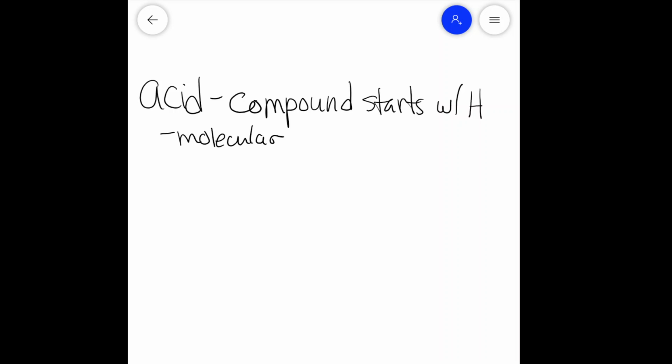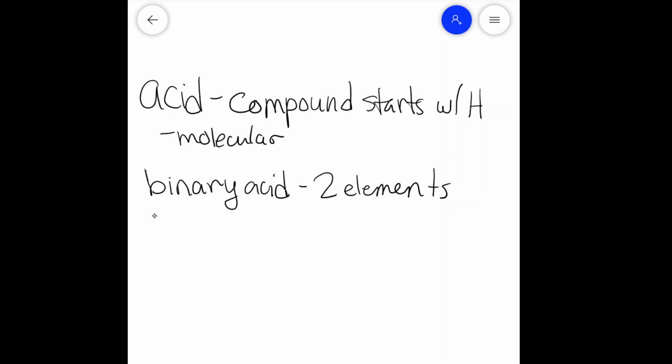So there's two types. Binary acid, which is two elements, and the first one's going to be hydrogen, and then the second is going to be any nonmetal except oxygen. Oxygen will be in the ternary acids, but not in binary.